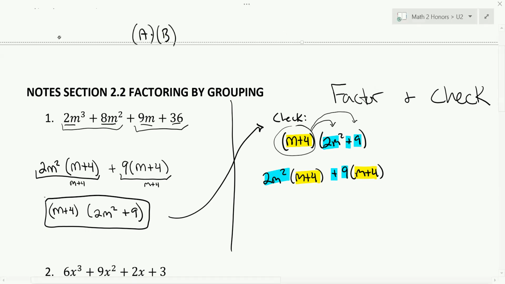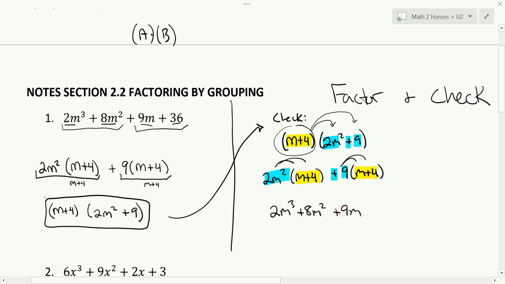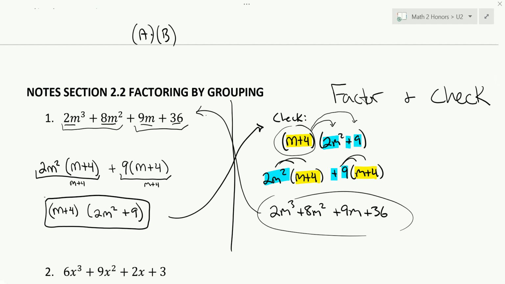Then I'm going to distribute one more time, see what I end up with. And I end up with 2m to the third plus 8m squared plus 9m plus 36. And I compare that with where I started, and they match. So that gives me the confidence that my factoring was correct. I know I did everything right. And I can go to the next problem.